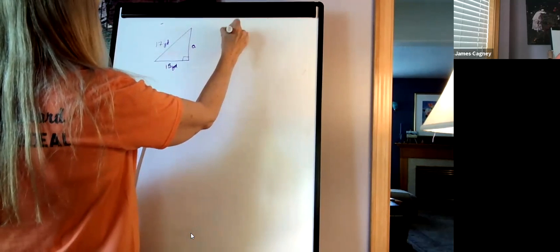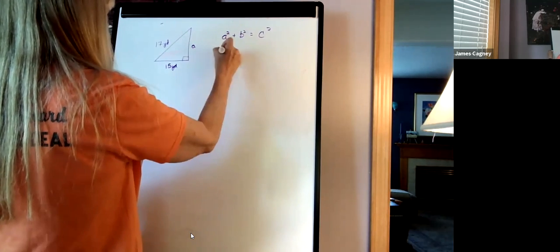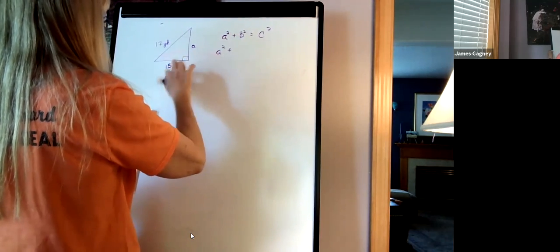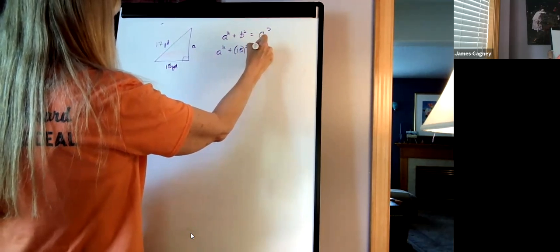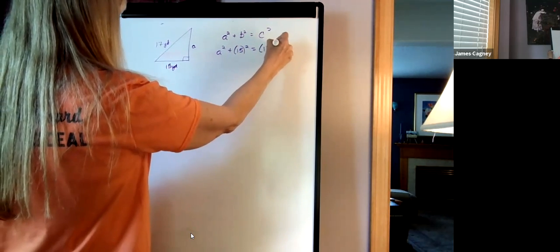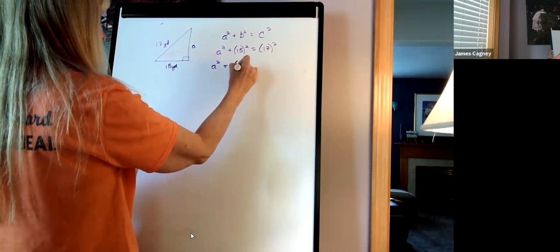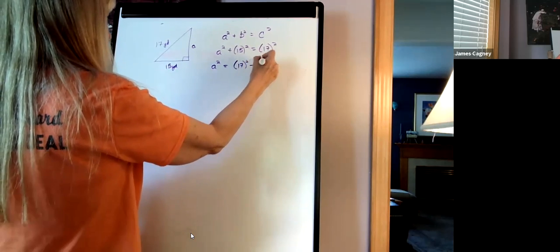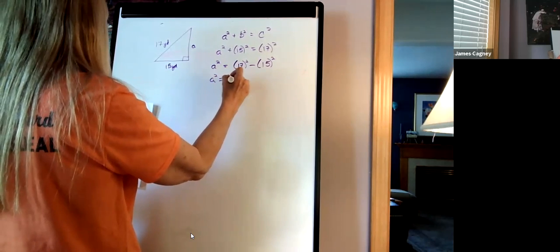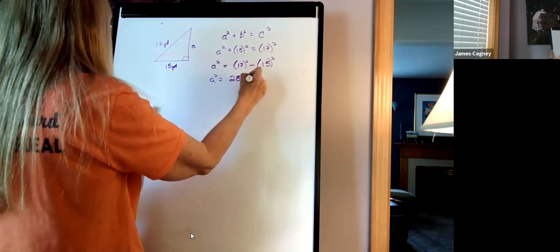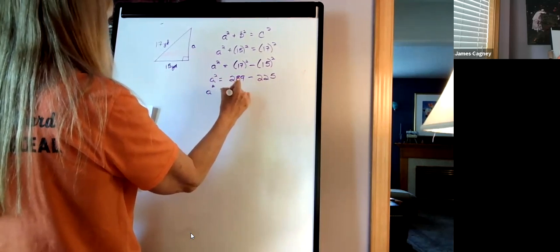So I know that A squared plus B squared is equal to C squared. A squared is what I have to solve for. The other leg is 15, so this is going to be A squared plus 15 squared is equal to 17 squared. Subtract 15 squared from both sides. A squared is equal to 17 squared minus 15 squared. Square them first. So A squared is equal to 289 minus 225. So A squared is equal to 64.